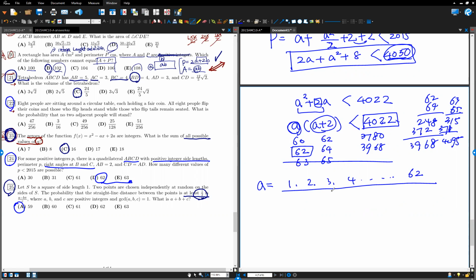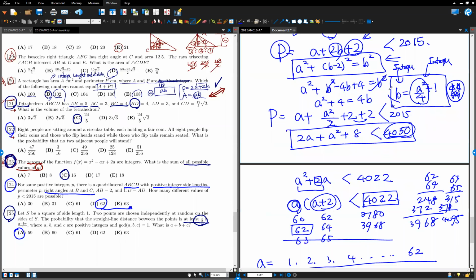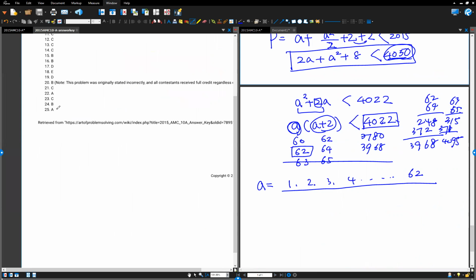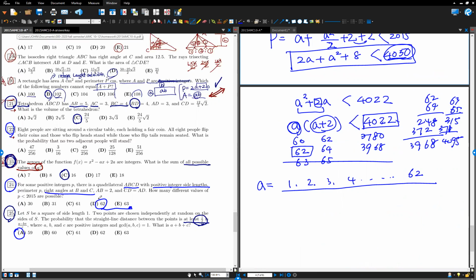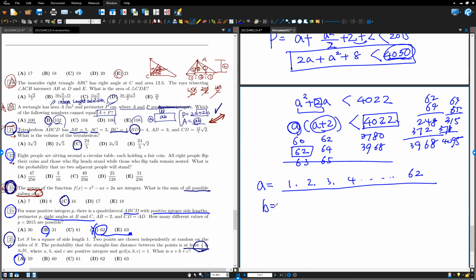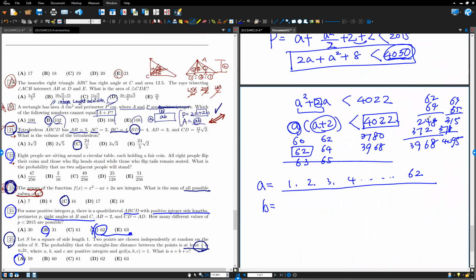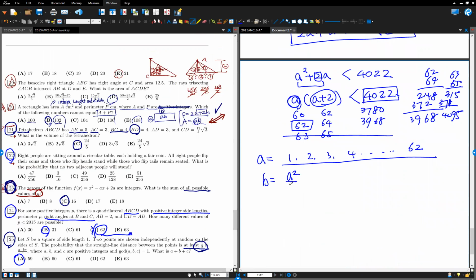We forgot something right there. Over here, B should be what? A squared over 4 plus 1, right? Let me check that, in case. 24 is B, not 62, right? So we have to check with this one. B equals how much? We need to check this one. A squared over 4 plus 1. B should be an integer. This is an integer, that's fine. Positive integers 1 to 62, 62 numbers.